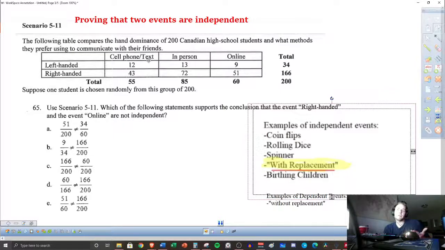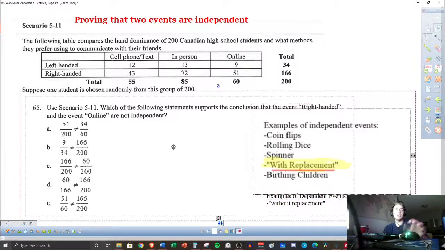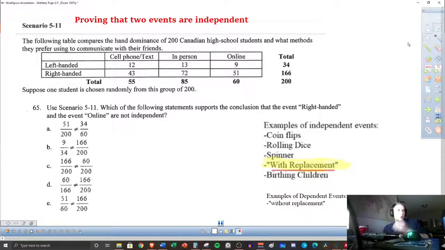So let's think about our definition of independent. Does knowing one outcome, like knowing that you're left-handed or right-handed, help me predict the way that you're going to communicate, either in person, online, or cell phone, text? Initially, your thoughts are no, but it's not as obvious as a coin flip or rolling a dice.